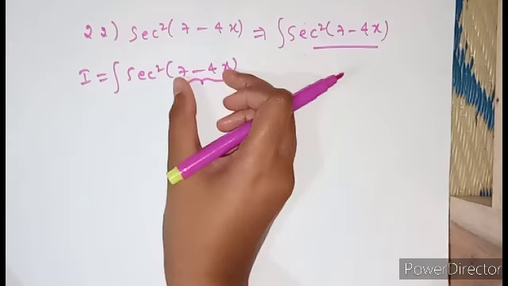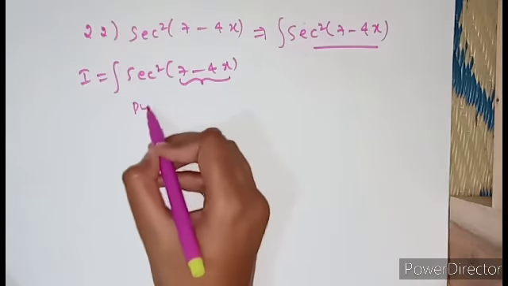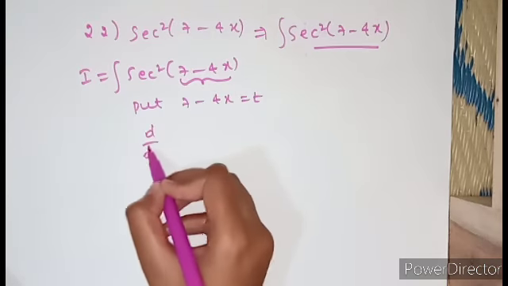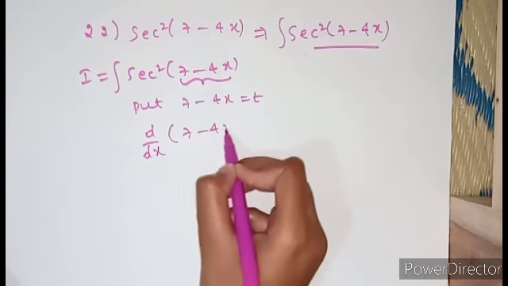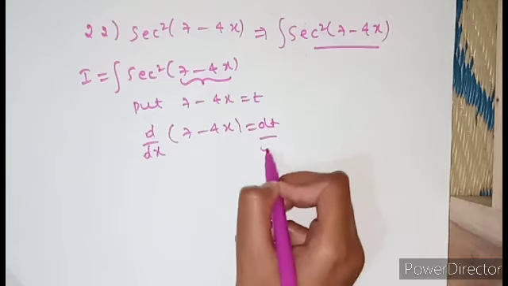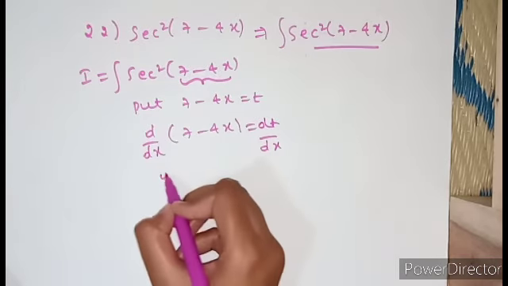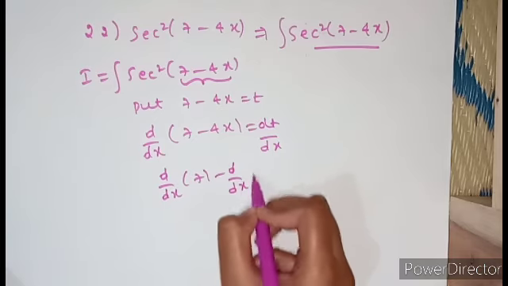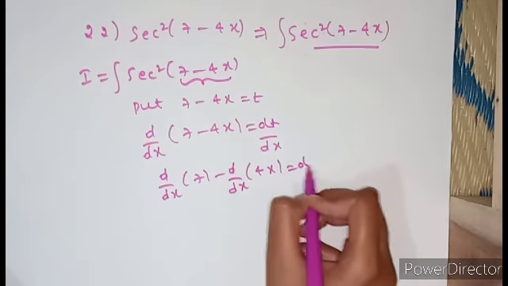Just take this function as t. Put 7 minus 4x equals t. Differentiate with respect to x on both sides. d by dx of 7 minus 4x equals dt upon dx. Now differentiate separately: d by dx of 7 minus d by dx of 4x equals dt upon dx.